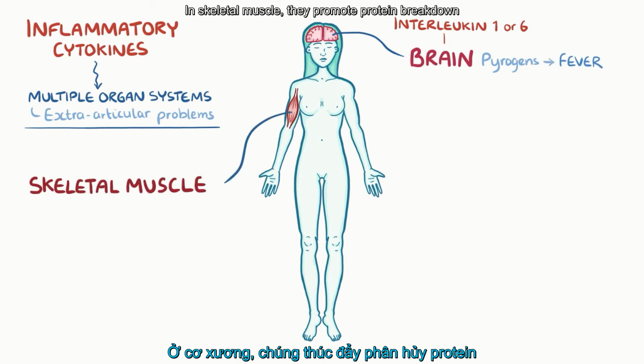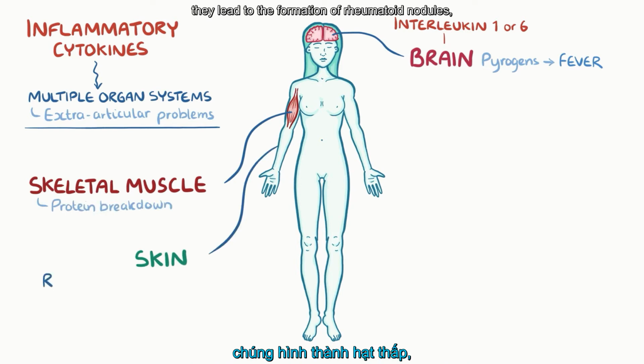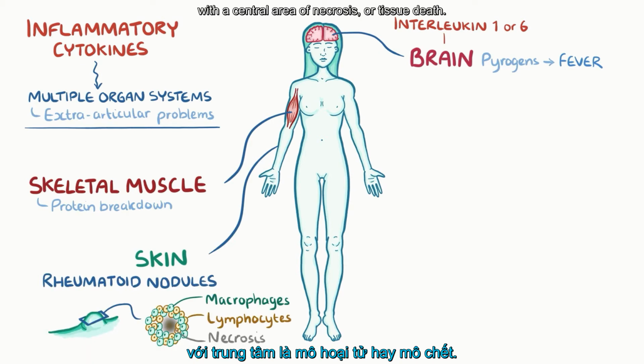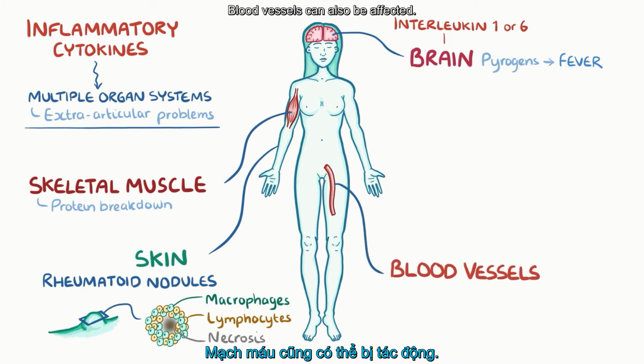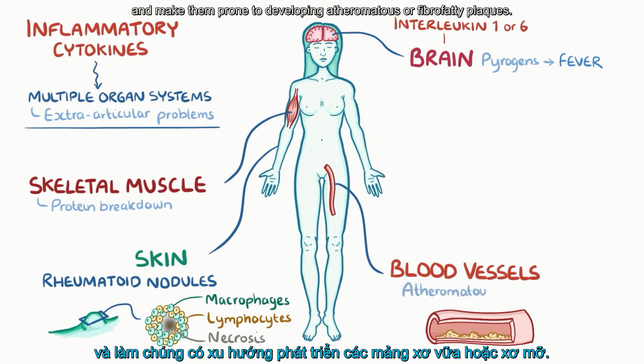In skeletal muscle, they promote protein breakdown, and in the skin, as well as many visceral organs, they lead to the formation of rheumatoid nodules, which are round-shaped collections of macrophages and lymphocytes with a central area of necrosis, or tissue death. Blood vessels can also be affected. Their walls get inflamed, resulting in various forms of vasculitis, and make them prone to developing atheromatous or fibrofatty plaques.